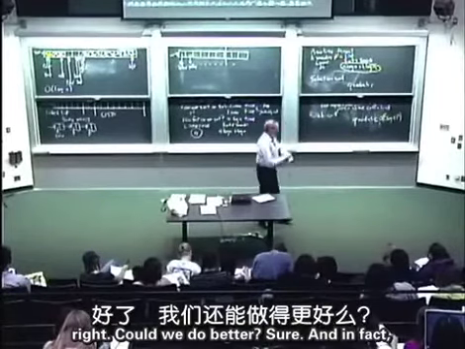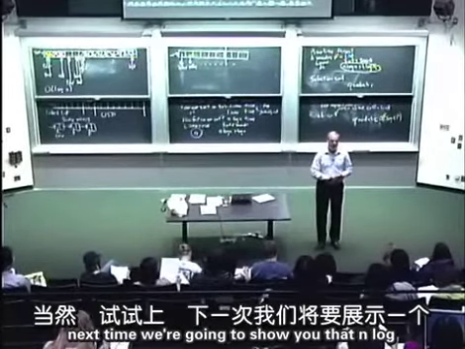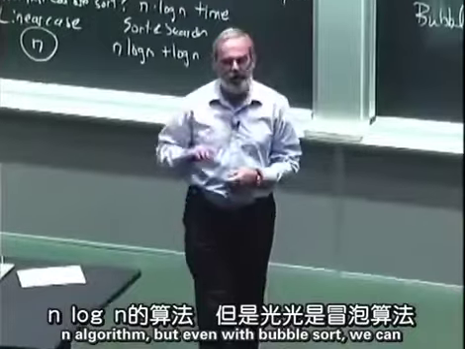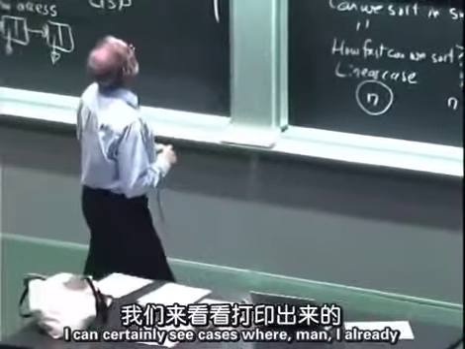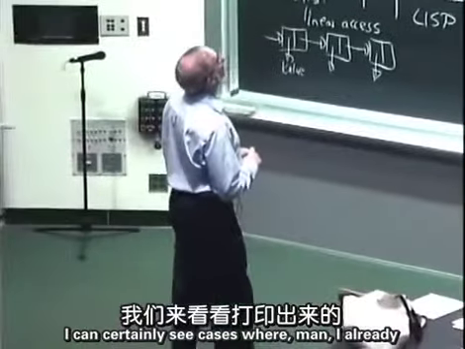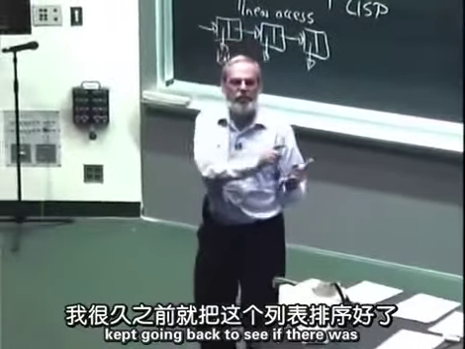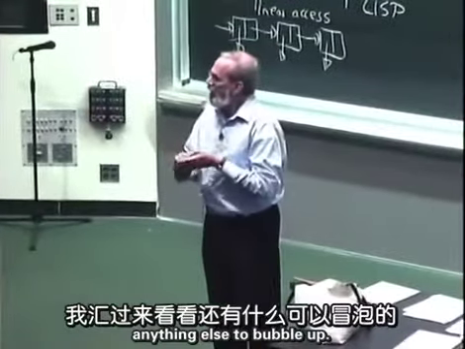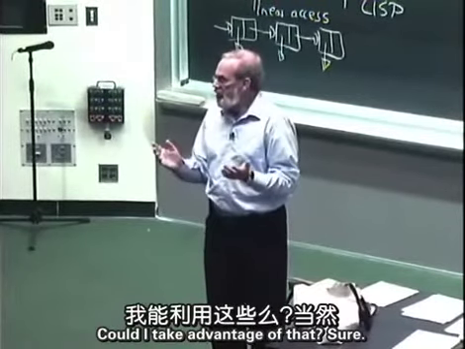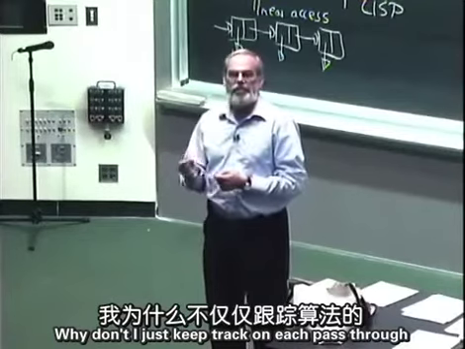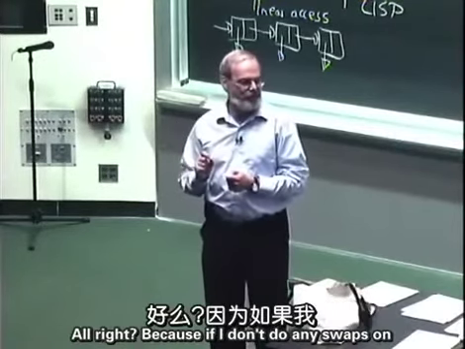All right, could we do better? Sure. And in fact, next time we're going to show you that n log n algorithm. But even with bubble sort, we can do better. In particular, if I look at those traces, I can certainly see cases where I already had the list sorted much earlier on, and yet I kept going back to see if there was anything else to bubble up. How would I keep track of that? Could I take advantage of that? Sure. Why don't I just keep track on each pass through the algorithm whether I have done any swaps?